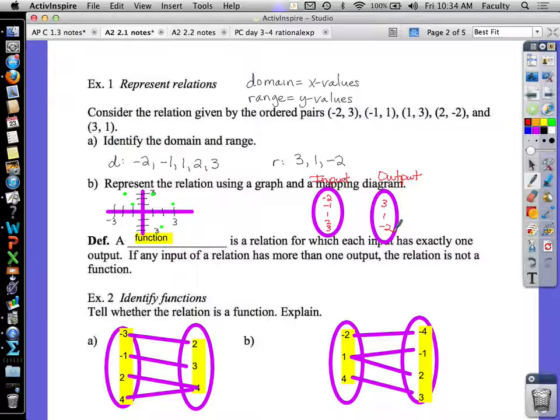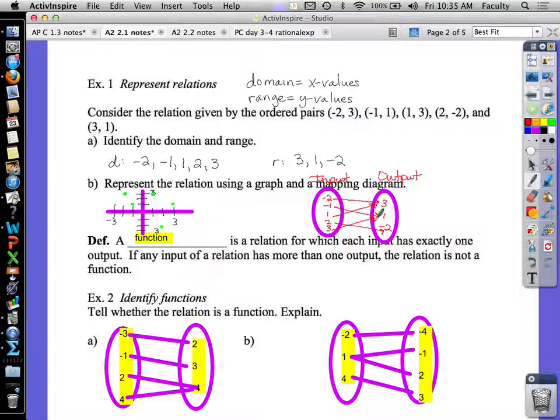Now what you have to do is a relation is a set of ordered pairs. So I draw an arrow going from -2 to the 3, -1 to 1, 1 to 3, 2 to -2, and 3 to 1. Do you guys remember this from Algebra 1? Is it coming back to you? Super. All right, so again, a relation is a set of ordered pairs. Domain are the x values, range are the y values.